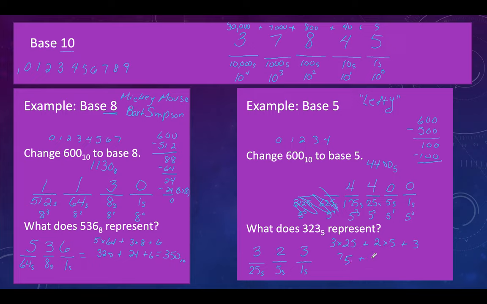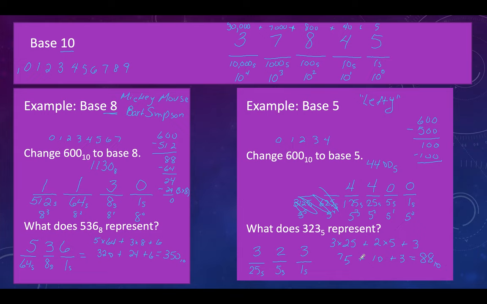This would be 10. So that's 85. And 3 more would be 88, is the number we're looking at there. So that 323 written in base 5 is our base 10 number 88.